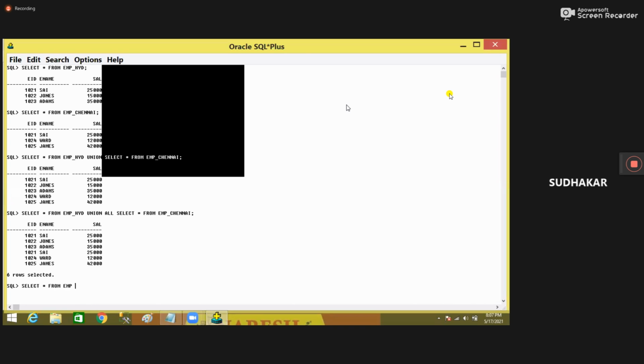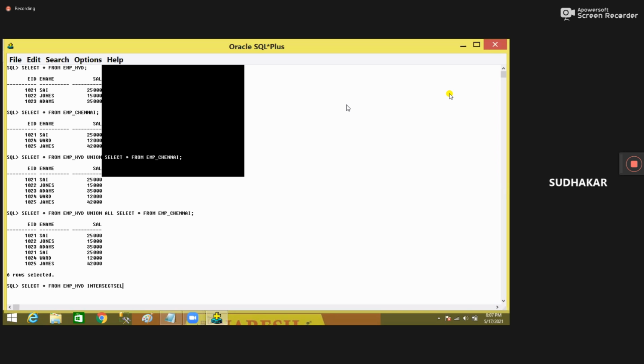Select star from EMP underscore HYD, and which operator is suitable to get my common employee? Intersect. Intersect is my operator, which retrieves the common data from multiple tables.